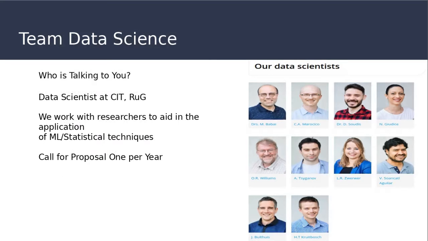So just to start, I'm part of this team, team data science. We are part of the Center for Information Technology of the University of Groningen, and we work with researchers and try to enable them to use machine learning or statistical techniques in their research. You don't have to really know how to use these techniques, so that's where we really thrive. But even if you know these techniques, we can still support you, and maybe you know something we don't, and we know something that you don't.